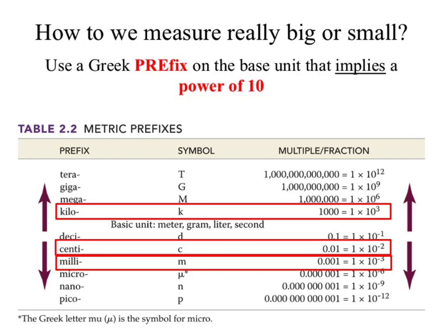Kilo, centi, and milli. Within those, what I expect you to memorize is the power of 10 associated with it. Kilo means 10 to the 3rd. Centi means 10 to the minus 2. Milli means 10 to the minus 3. That is their definitions. If you memorize those definitions, it will simplify calculations further on down the road.